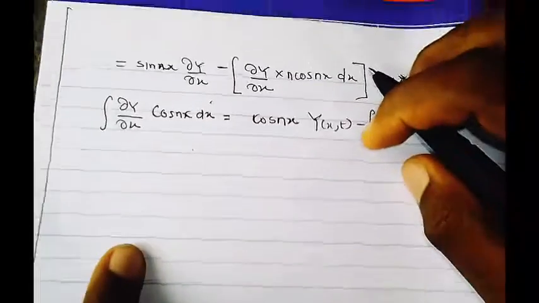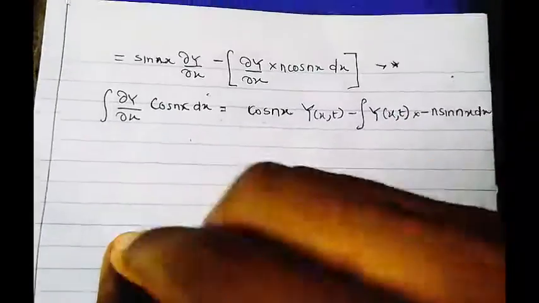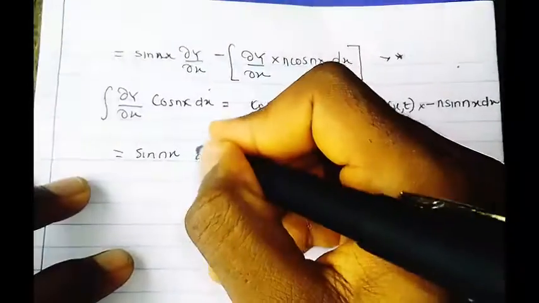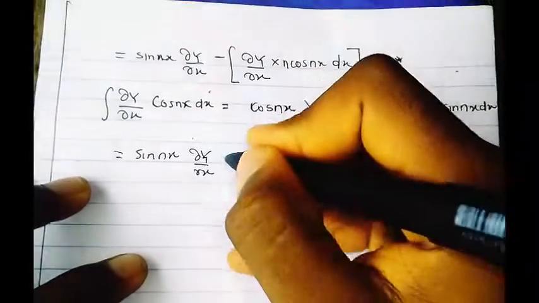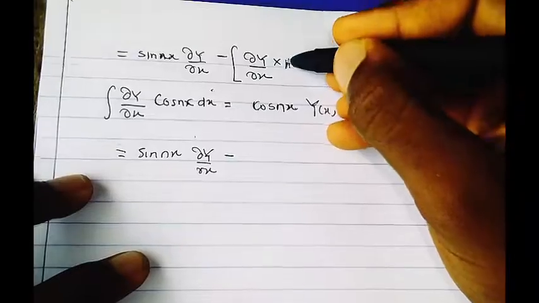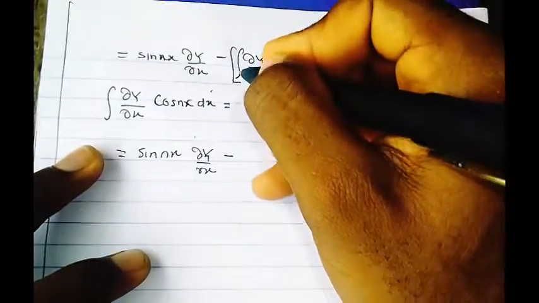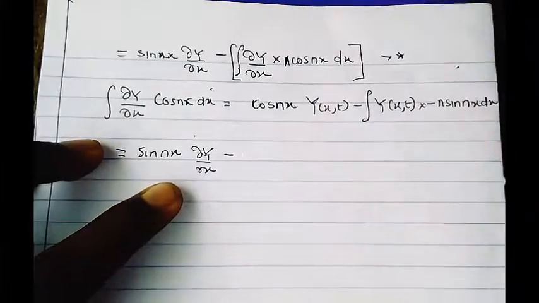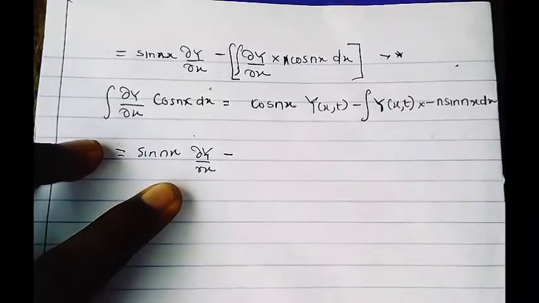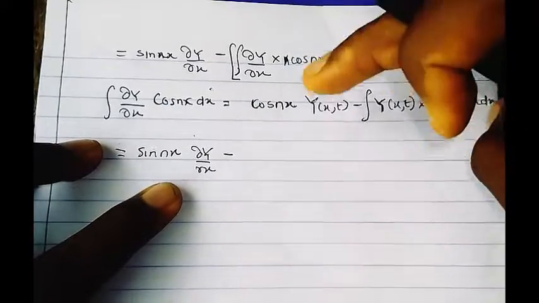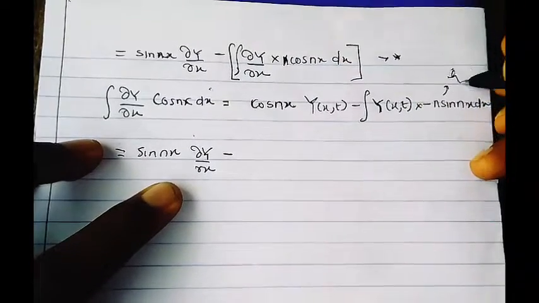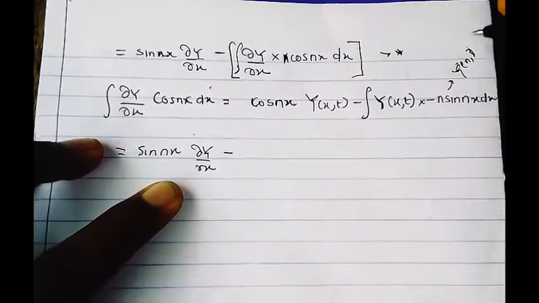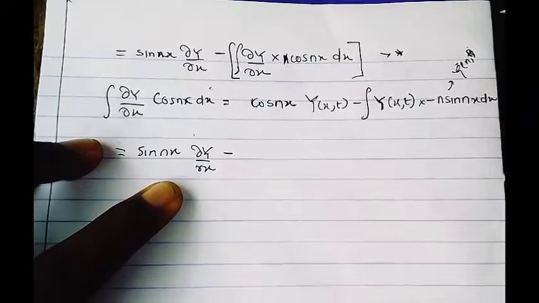So substituting this into our main equation, we'll be having sine nx dy/dx minus, so there's an n here, right? This is the integral coming from the integral of dy/dx cos nx, and this is what we had when we integrated it. We stopped here because we had y, so we can easily relate it to the Fourier sine transform of y with respect to n, or with respect to n and t.